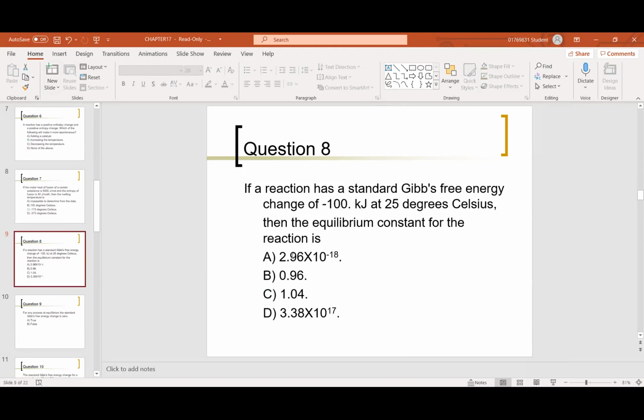Question 8. If a reaction has a standard Gibbs free energy change, delta G, of negative 100 kilojoules at 25 degrees Celsius, standard temperature, when the equilibrium constant for the reaction is... Okay, all right, well, first of all, this is 1.0 times 10 to the 6, right? 100 times 1,000.